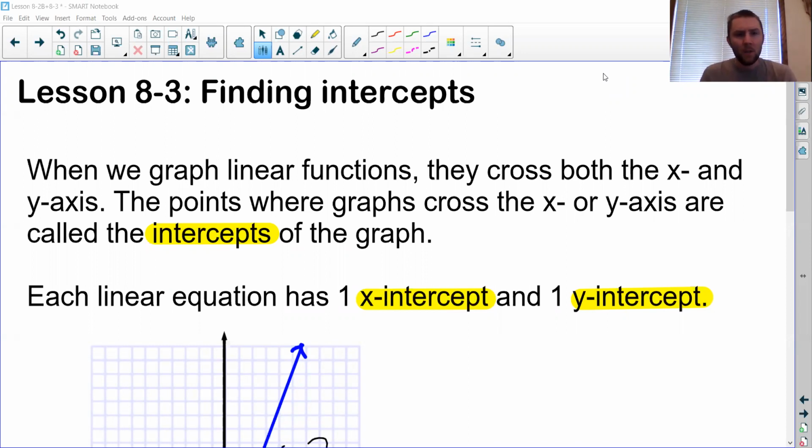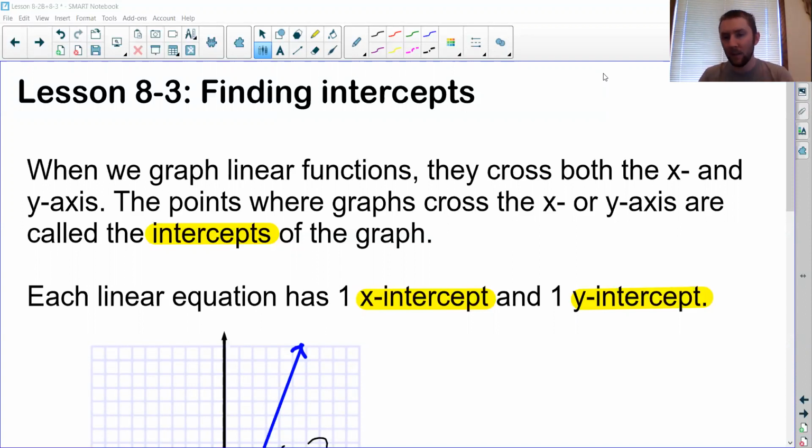All right, so the intercept of a graph in general is the point or the points where that graph crosses the x or the y-axis. Whenever a graph of a line, in our case for right now straight lines, but it doesn't have to be, as we continue on in math class we'll get curved lines that will cross over the x-axis or the y-axis. The points where they cross are called intercepts.